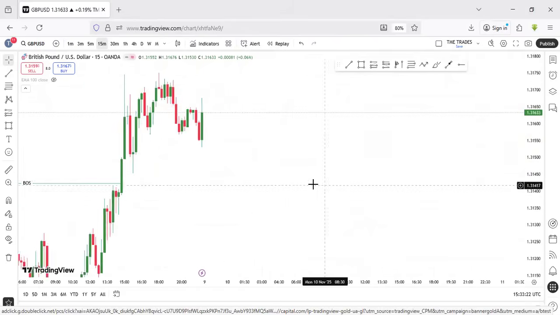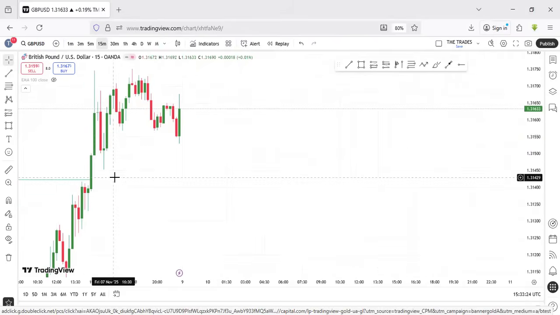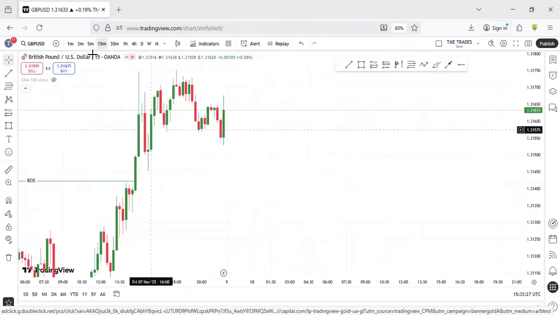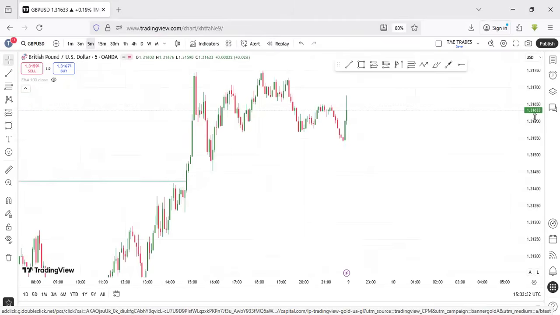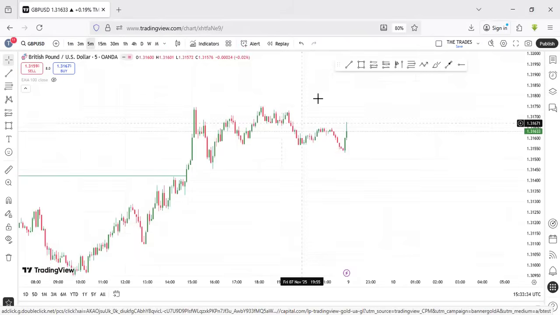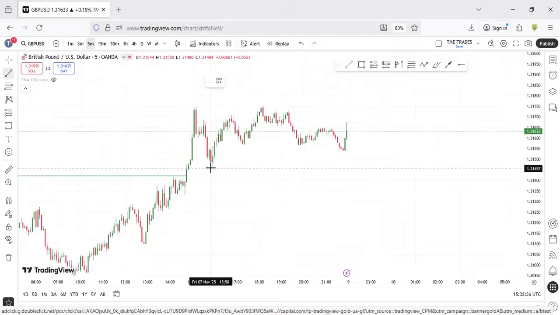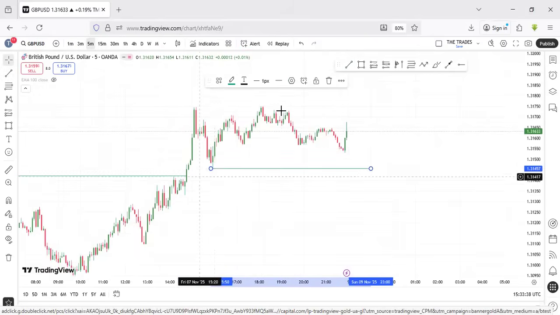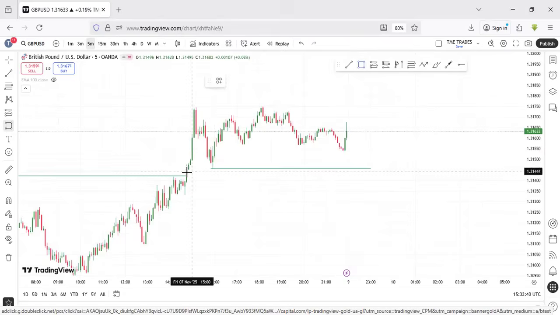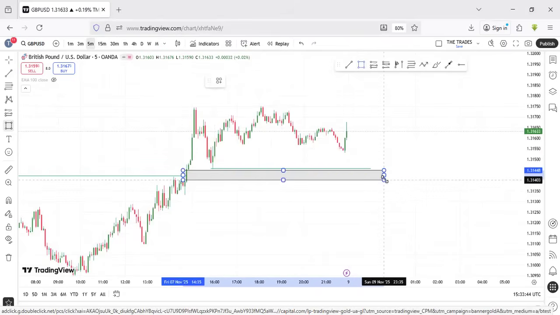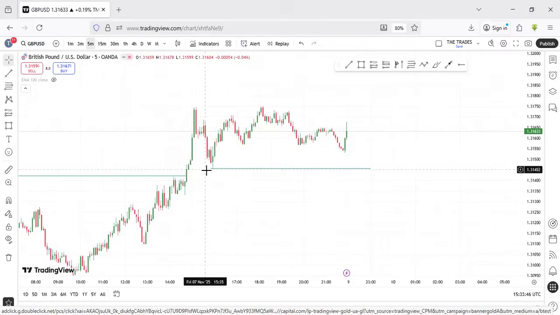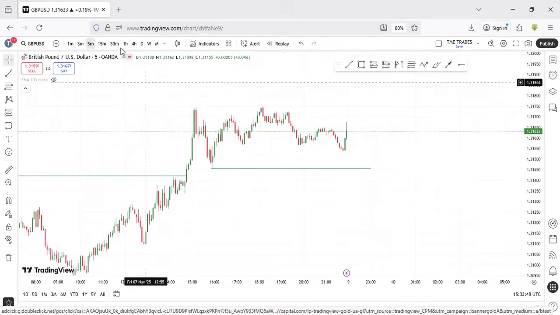Now, after this break of structure, the market went and it has created a lower low here. Let's go to 5 minutes. Looks like we are going to get it more fine on 5 minutes. So we now have a low here, and that fair value gap is very much active. So we are expecting this low to be taken out before we expect anything.